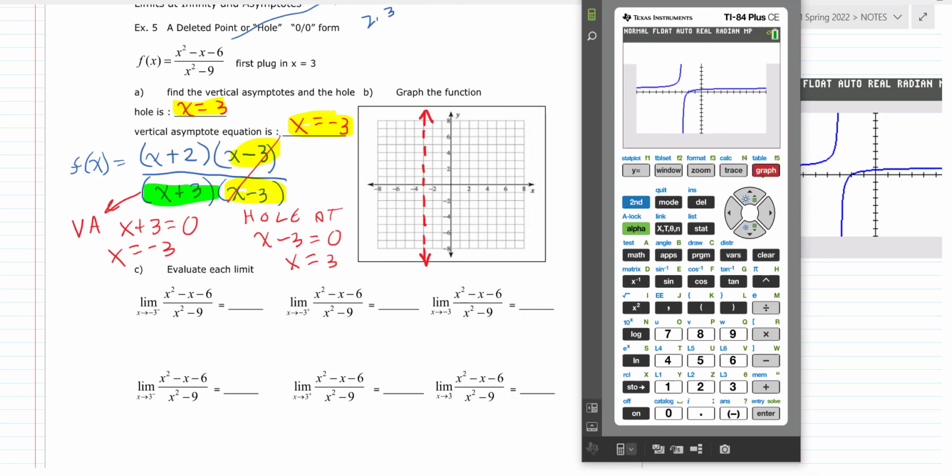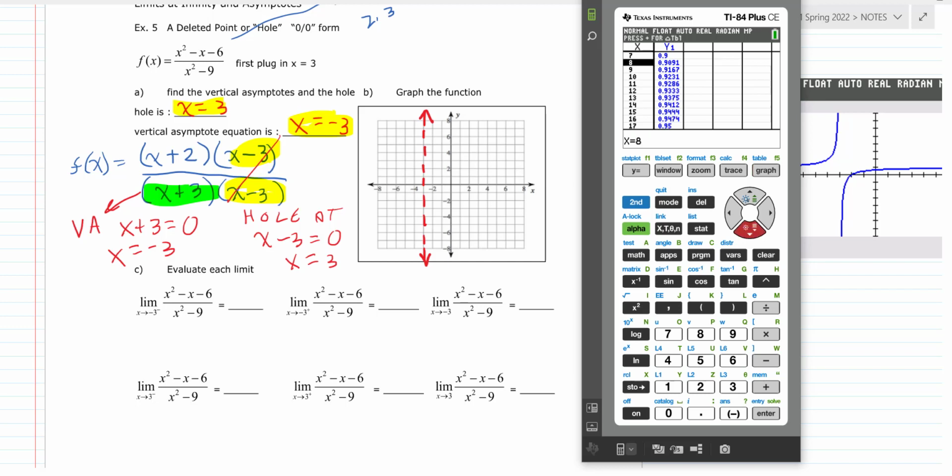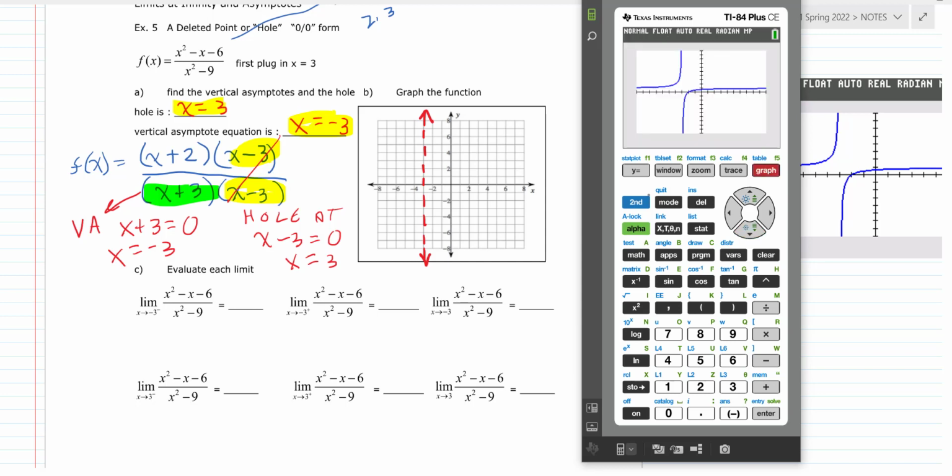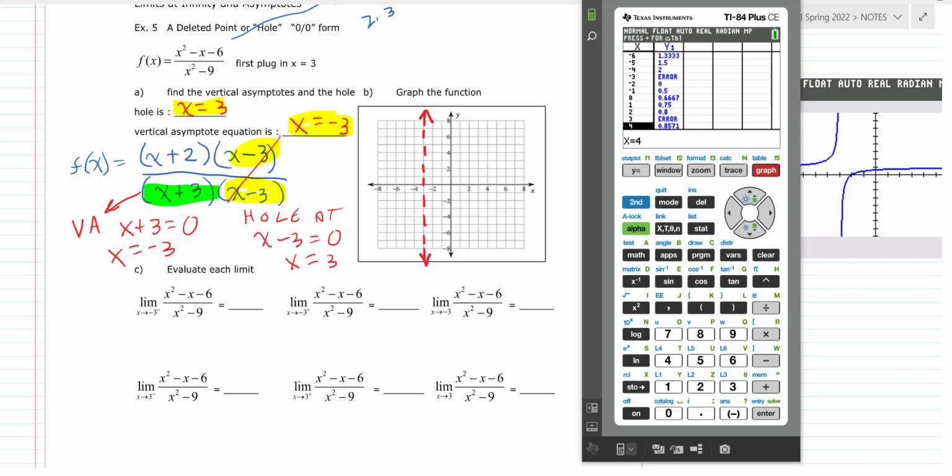Again, if you scroll through your values, that's your asymptote right there, and the other place where you have an error is at 3. So there are 2 places this function is undefined. Now I'm going to go to my table of values and find a few good points.